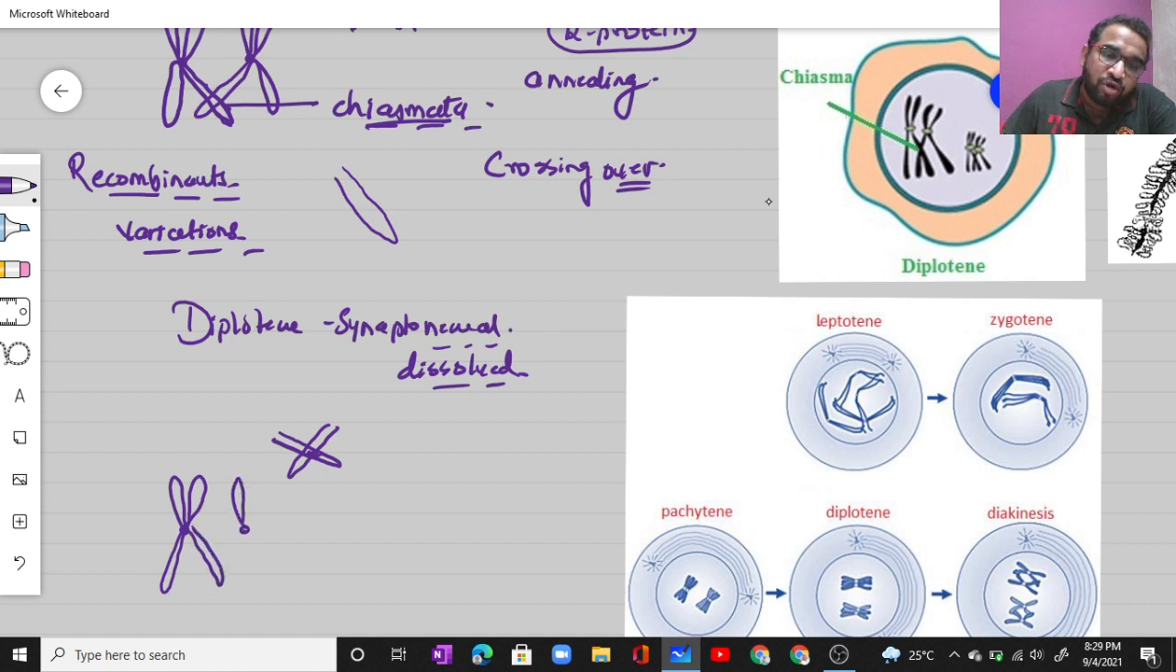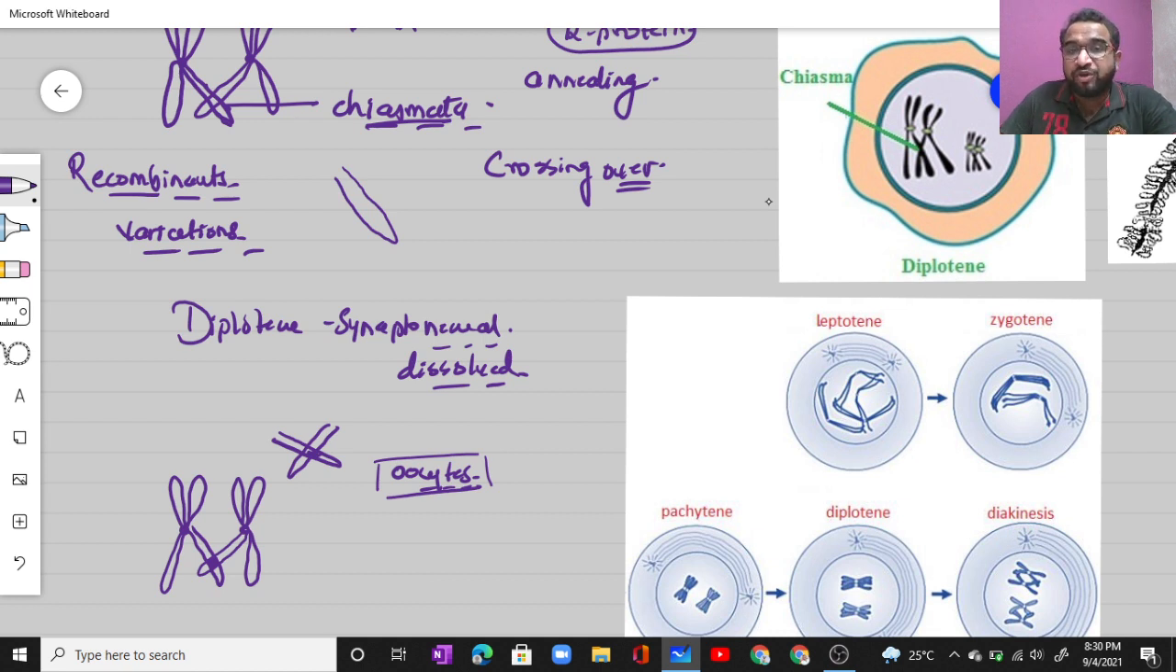The synaptonemal complex is now not present and only the chiasmata is present. The remaining structure has been completely dissolved. It is also seen that many vertebrate oocytes are in an arrested diplotene stage for many years. They can remain in this arrested stage for many years.